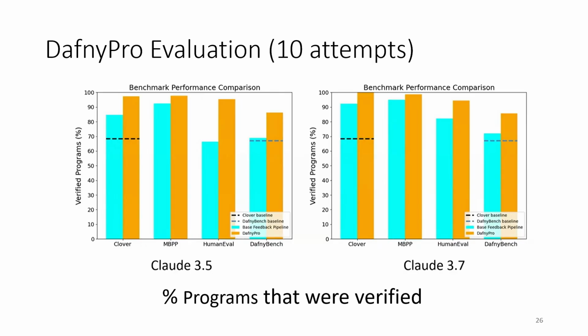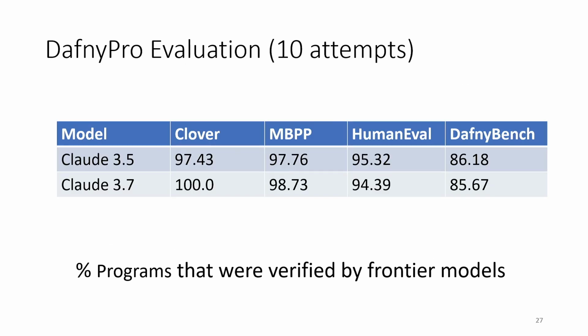So these are the results on different benchmarks with the Claude 3.5 and Claude 3.7 models. In blue we show the first attempt results, which didn't use the hint augmentation and the pruning step, and we show that we significantly improve with DafnyPro with those 2 additional steps. Now these are the numbers. With DafnyBench, which is the largest available benchmark, we actually get near 86% of the problems verified by Claude 3.5.